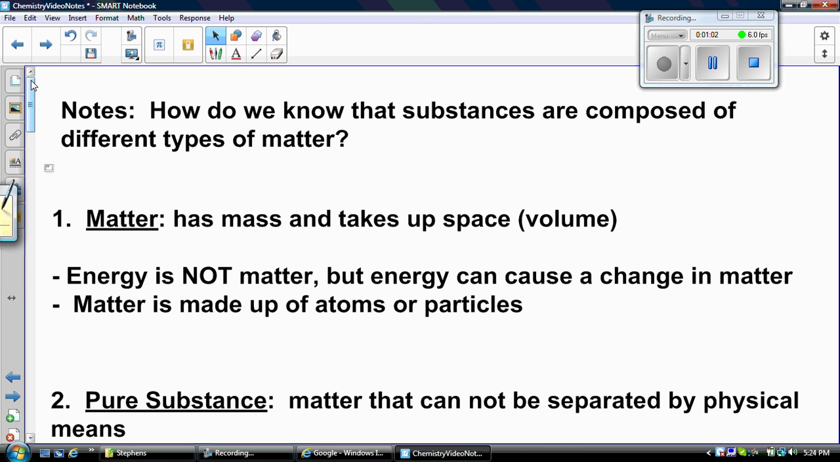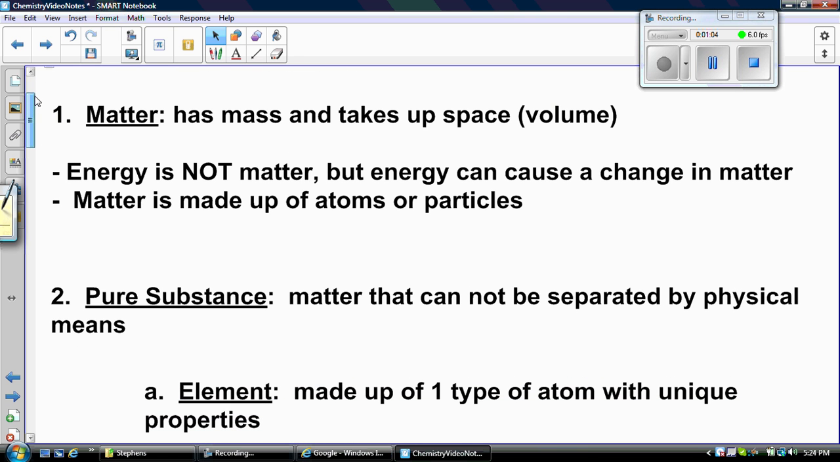Okay, so matter, if we remember correctly, has mass and takes up space, which is volume. Remember, energy is not matter because energy does not have mass and it doesn't take up space. But energy can cause a change in matter. We learned about that last year with physical and chemical changes. Matter is also made up of atoms, which we sometimes call particles.